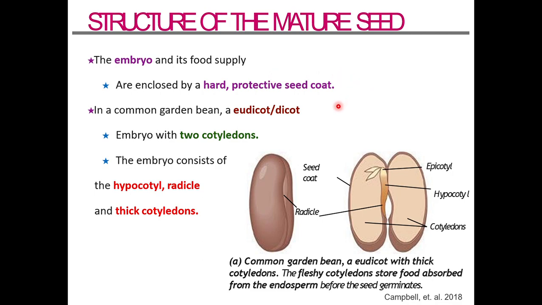Here we can see the structure of a mature seed. In the common garden bean, a eudicot, the embryo has two cotyledons, so each side has one cotyledon. The embryo consists of the hypocotyl, radicle, and thick cotyledons. This figure shows a common garden bean, a eudicot with thick cotyledons. The fleshy cotyledons store food absorbed from the endosperm before the seed germinates.